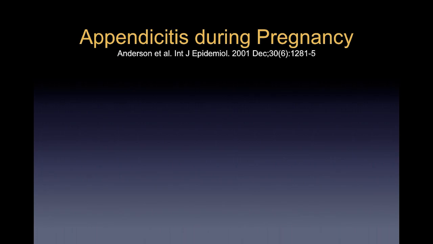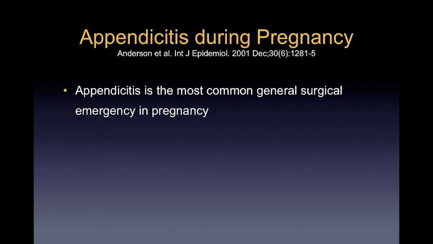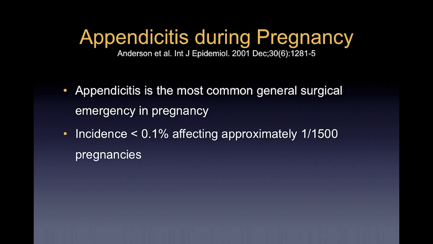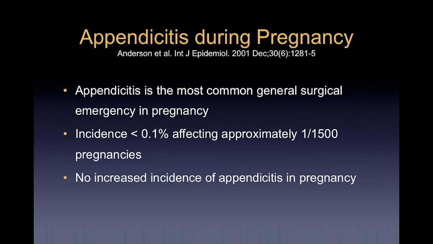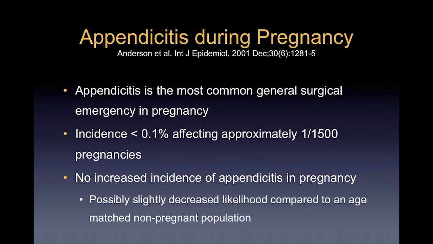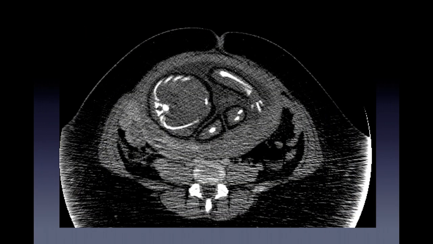So I'll just finish with a few words about pregnancy. Appendicitis is the most common general surgical emergency in pregnancy. It affects about 0.1% of pregnancies, or roughly 1 out of 1,500. There's no increased incidence of appendicitis in pregnancy. That was something I wondered about as a resident, just because it seemed like this scenario came up over and over again. It's actually probably a slightly decreased likelihood of developing appendicitis when you're pregnant compared to non-pregnant people. It just seems like it happens all the time because it's always such a problematic scenario when it does.